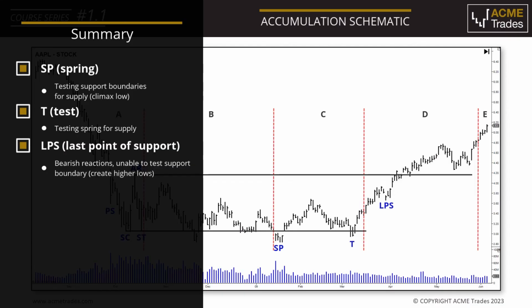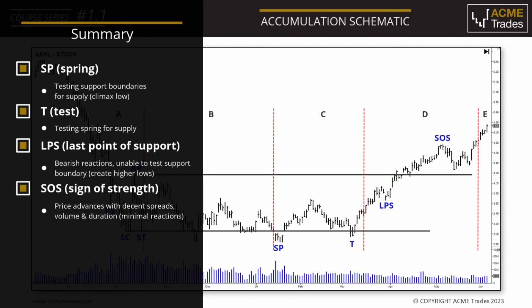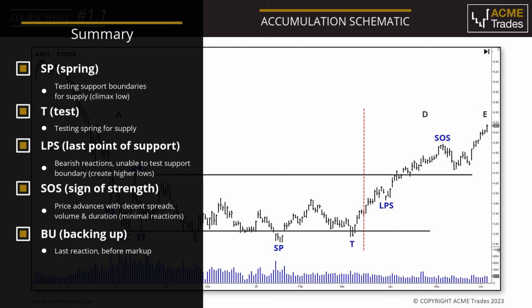So this is our accumulation structure. So we've been testing down here, springs, then we test. Then from phase D onwards, the last point of support, we want to get good rallies, then very small reactions that are unable to test down here. Ergo, we create higher lows as we rally back above this swing high. Sign of strength. Price advances with decent spreads, volume and duration. Again, with minimal reactions. We want to see poor selling before backing up. It's the last reaction before markup.